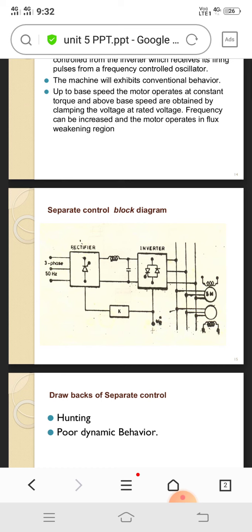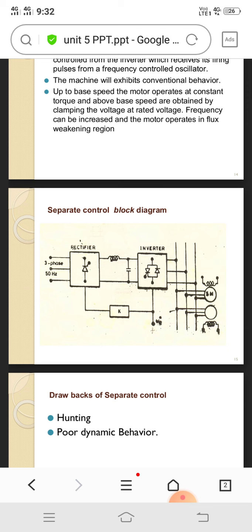This block diagram has a synchronous motor with a parallel separate excitation induction winding. Before this synchronous motor, we connect one solid state drive system. That solid state drive system has a rectifier, an inverter, an LC filter, and then one feedback system. That feedback system is a constant system.